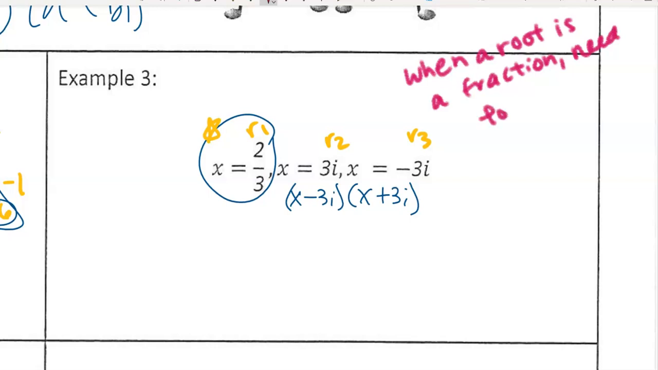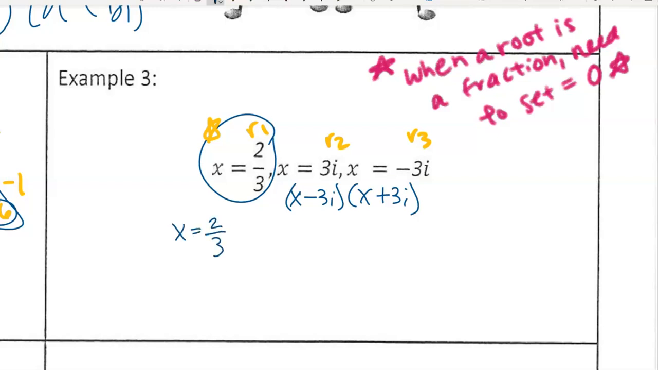Need to set equal to 0, and I'll show you what that means. This is a special case. I want to say solve, but you'll see why. Anyways, we have x equals 2/3.